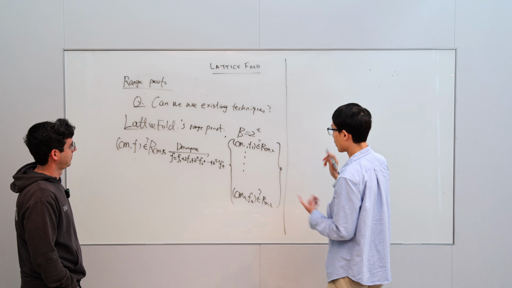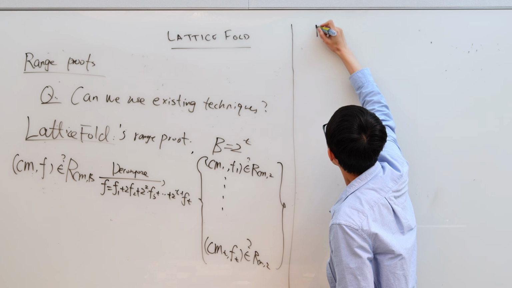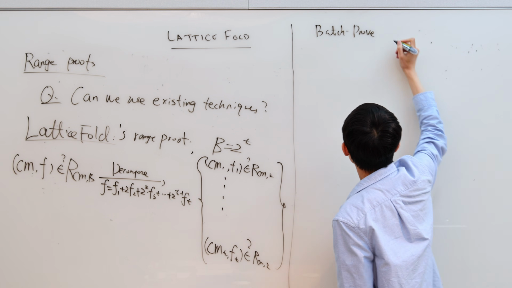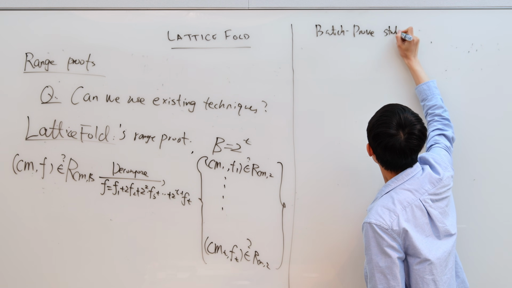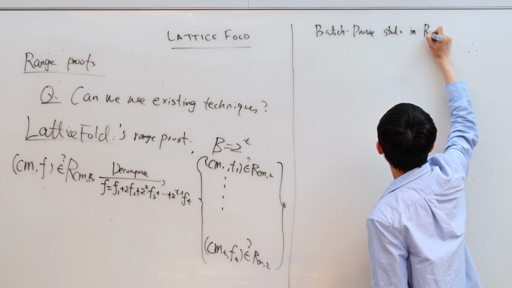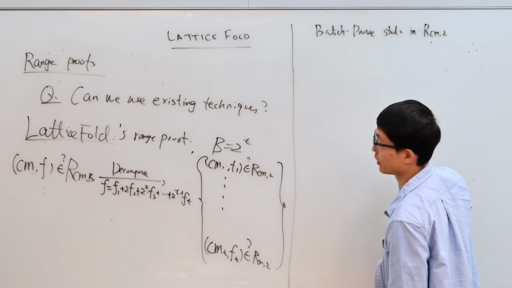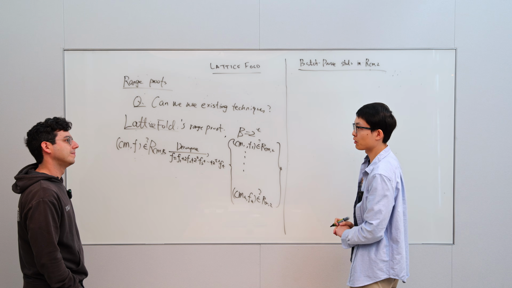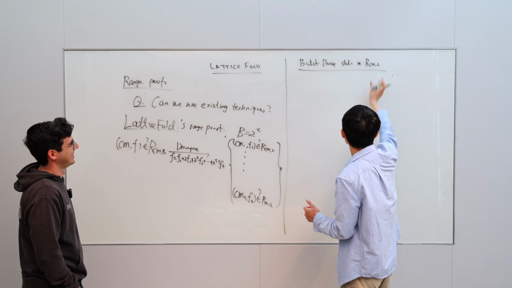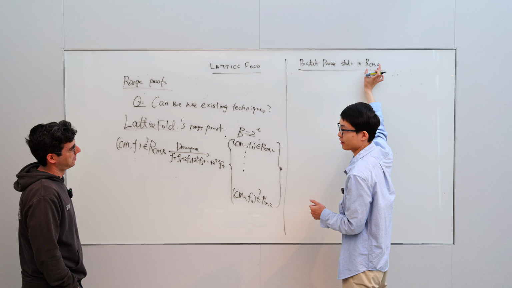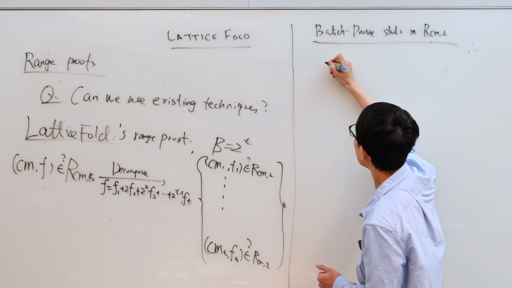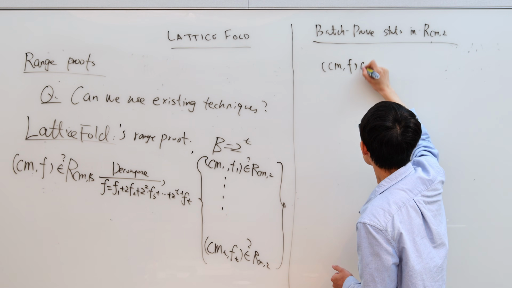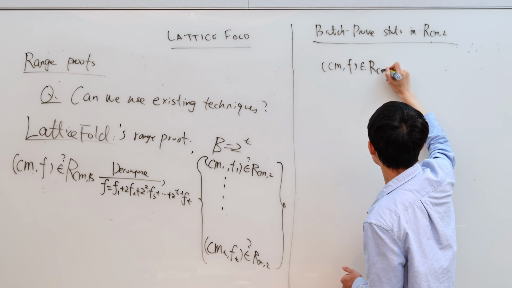Okay, so our goal is to batch prove T statements in RCM2. Right? That's our goal. But let me start with a simpler problem. Let's just focus on proving one statement in RCM2 at the moment. So we want to prove that CMF is in RCM2.